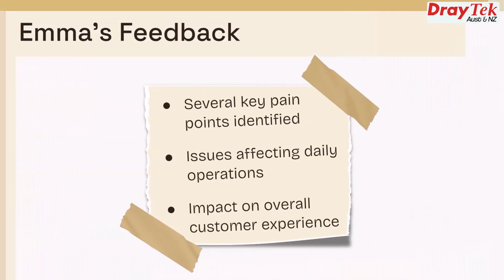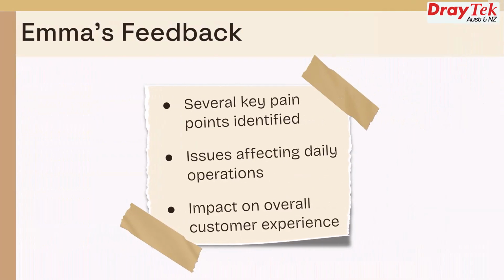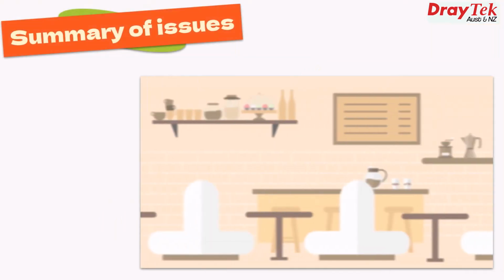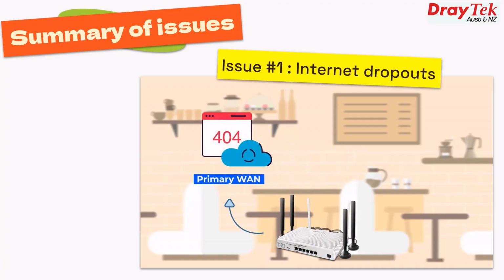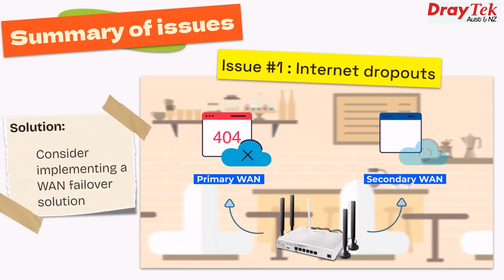We received feedback from Emma, the coffee shop owner. She's encountering a few critical pain points that are impacting both business operations and customer experience. Based on Emma's feedback, several key issues have been identified. First, there have been intermittent internet dropouts, which can disrupt daily operations. To address this, we should consider implementing a WAN failover solution to ensure the business stays online even if the primary connection goes down.